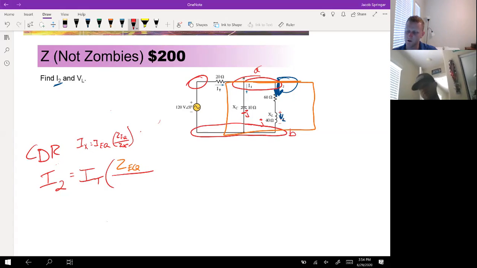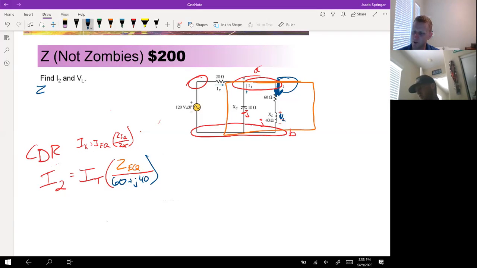So that Z equivalent is everything in orange, and the ZX that I'm looking for is everything in that branch from A to B. So in that case, and I'll write this one in blue because I have the blue arrow going down, it's 60 plus J40. That's the branch that I'm looking for. Well, the I total, I don't know yet, and the Z equivalent, I don't know yet. So let's solve for those.